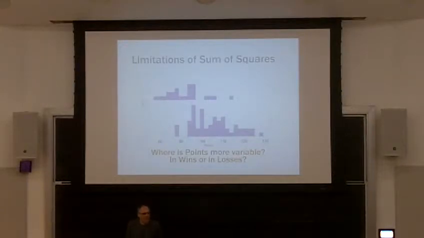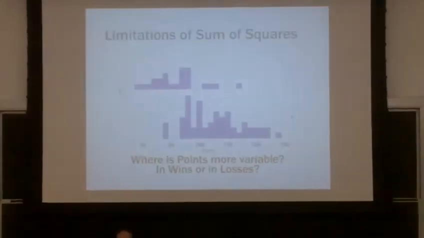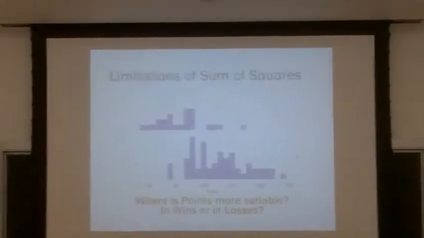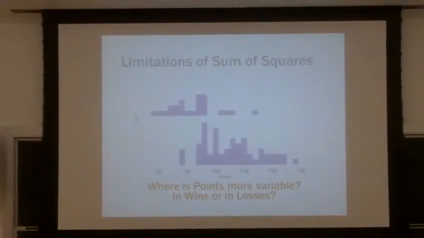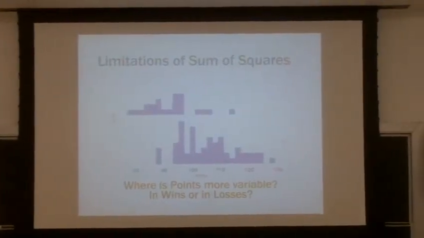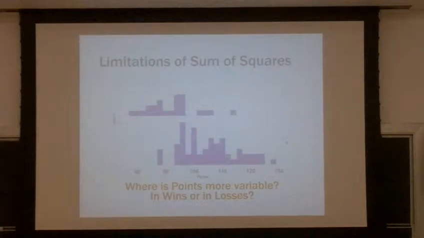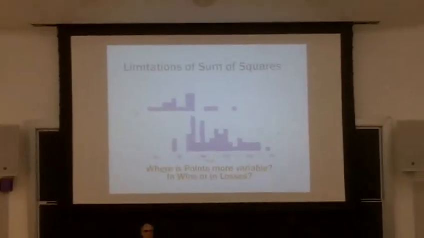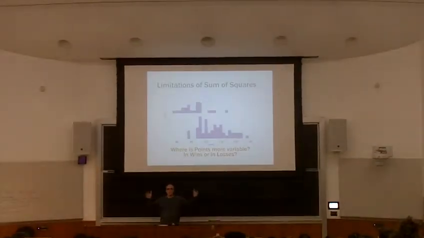All right, so let's move on. This is the points broken up in a facet grid. On the top, we have the distribution of points for losses, and on the bottom, the distribution of points for wins. So this is just another view of what I showed you in the jitter plot. And I want you to look at the variability. Gesture the variability of losses. Where's the variability of losses? I don't see everybody gesturing. Yeah, there you go, good.